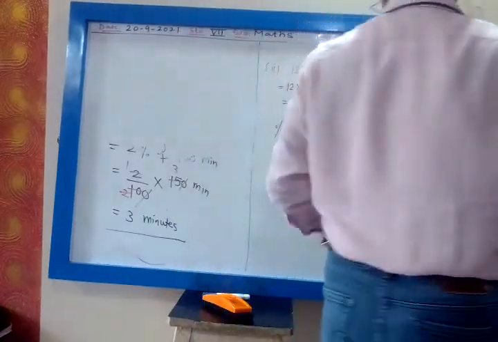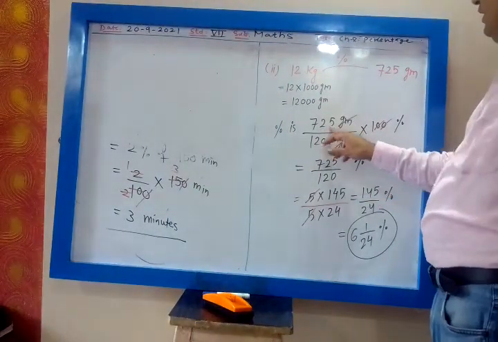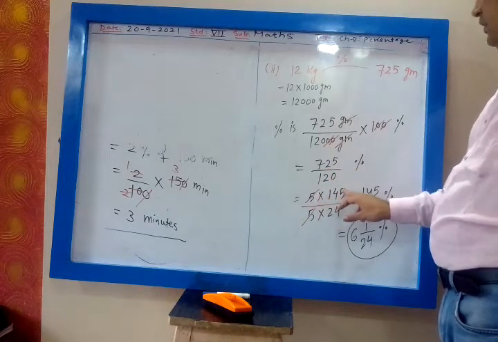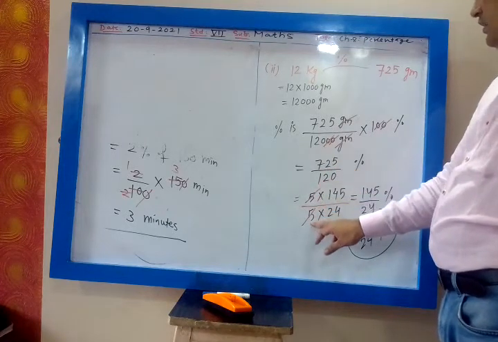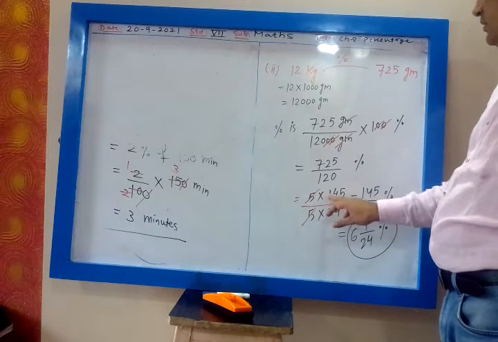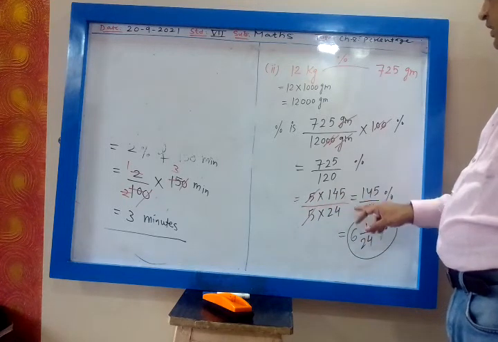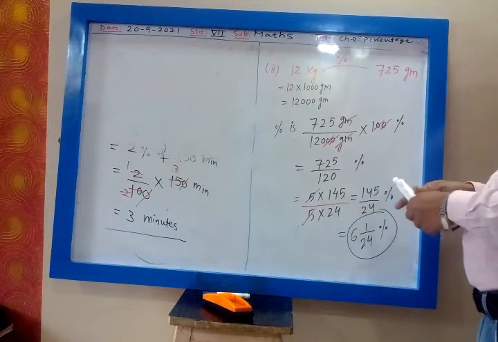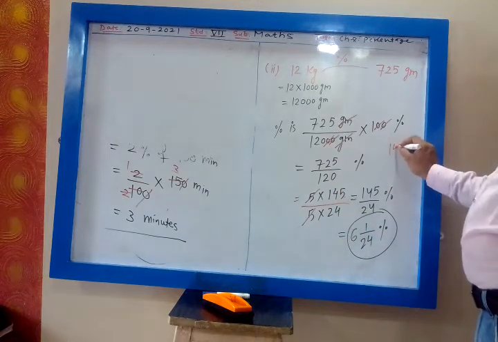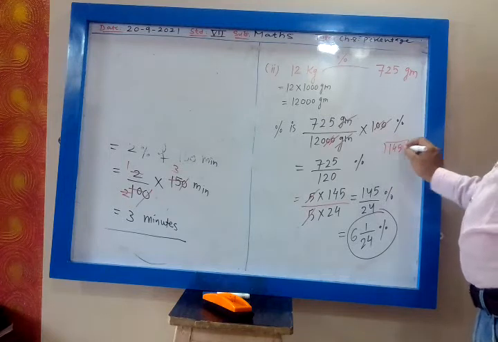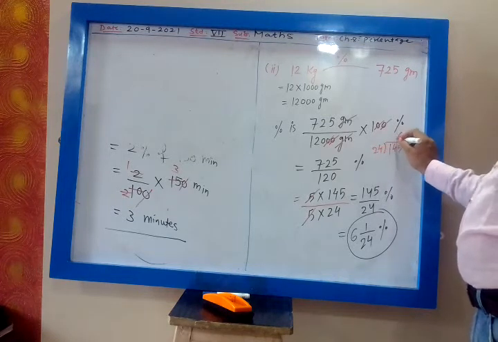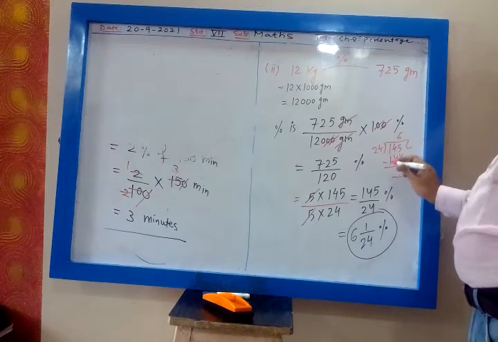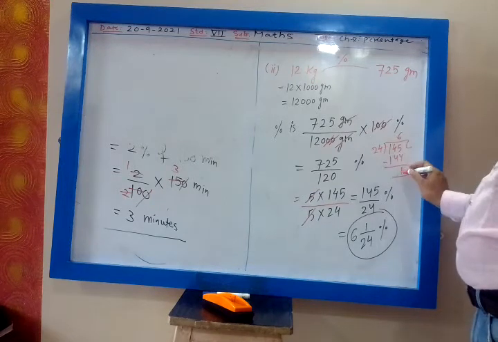Okay, fine. 725 upon 120. 725 I can write as 5 into 145, 120 I can write as 5 into 24. 5 gets cancelled. 145 upon 24. When you divide 145 by 24, 24 6s are 144, and 1 is left. So I can write this as a mixed fraction, 6 and 1 upon 24.